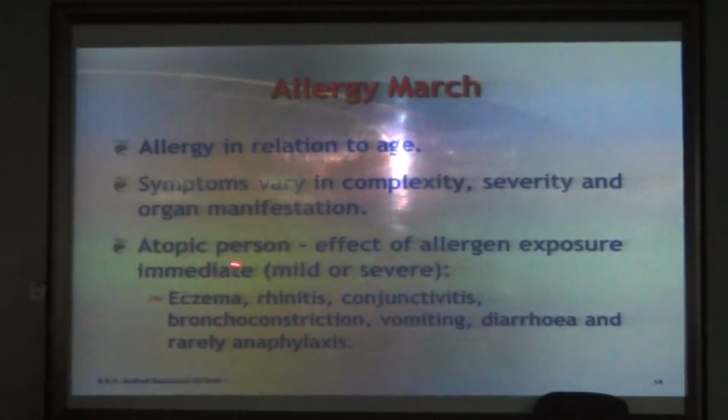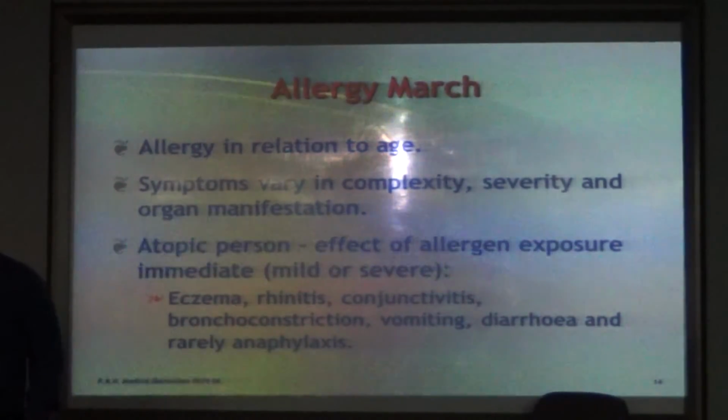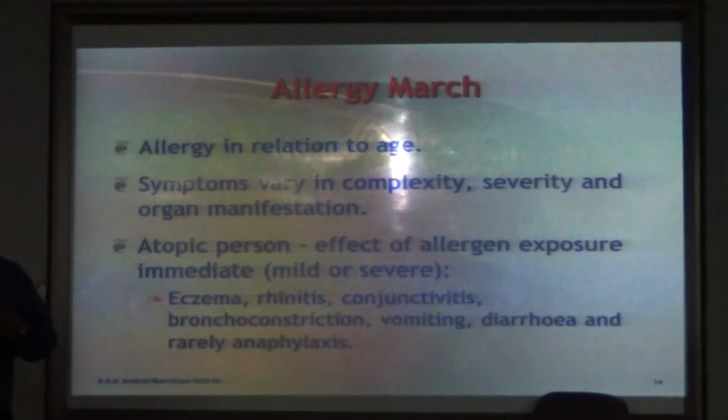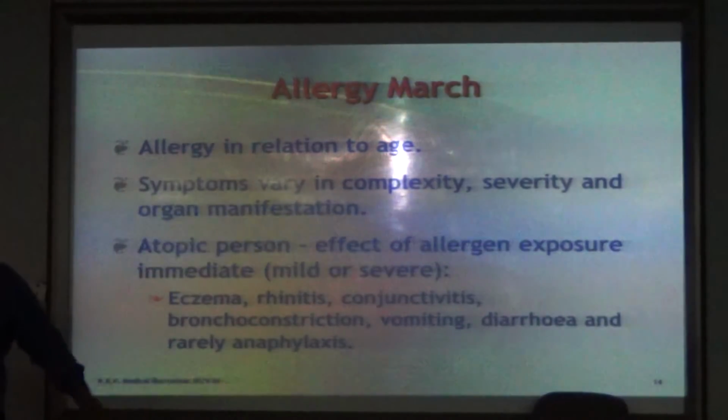You can look at exposure, mild or severe, and you can look at all these: eczema, rhinitis, conjunctivitis, bronchoconstriction, vomiting, diarrhea, rarely anaphylaxis, and this can happen through food. All right? You can have it through cats and things like this. But it's rare. Some of these conditions can be attributed to many of these allergens, but they are not as severe as anaphylaxis. It can happen, but everything is responsible.